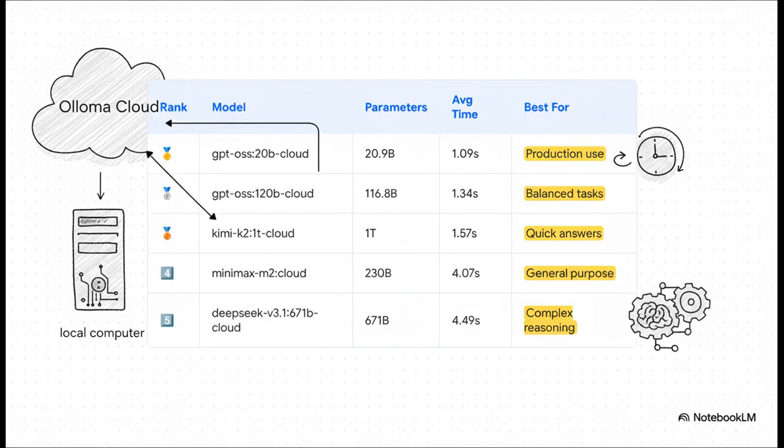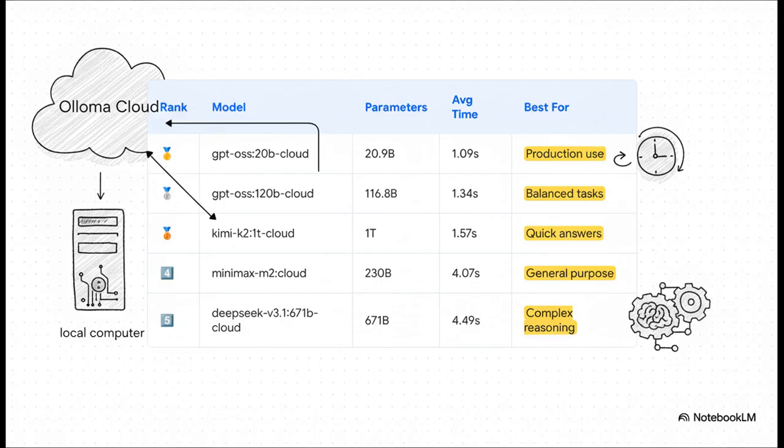Taking the gold medal is GPT-oss 20B Cloud, with an absolutely incredible average response time of just 1.09 seconds. This thing is built for production. In second place, its bigger brother, GPT-oss 120B Cloud, gives you a bit more power for just a tiny bit more time.